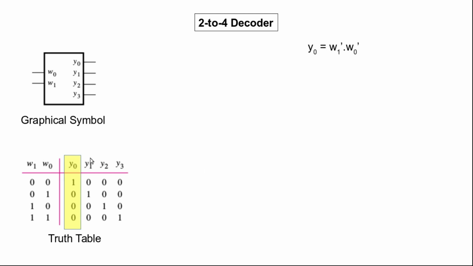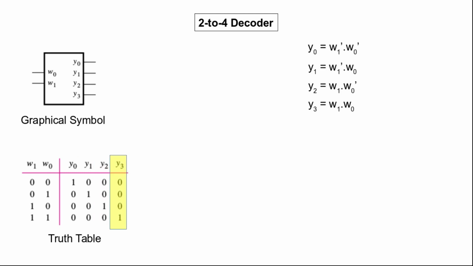Similarly, for output Y1, Y1 is equal to 1 for only one input combination, and hence the Boolean expression for Y1 will be W1 prime, W0. In the same way, the Boolean expression for Y2 will be W1 W0 prime, and for Y3 the Boolean expression will be W1 W0.